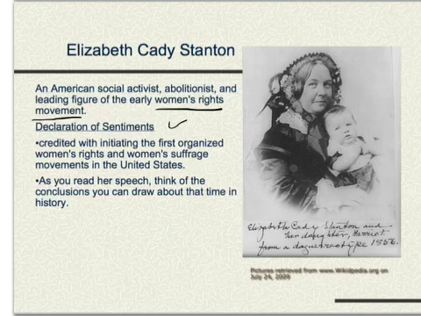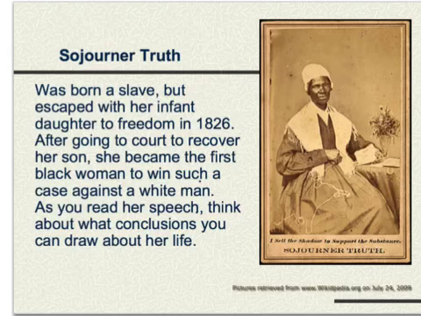So she was advocating for women's rights in general, but she was also advocating for women's suffrage, and that's one of our vocabulary words, so you know that suffrage means the right to vote, and that's really what she was known as. So as you read her speech, we're going to ask you to draw some conclusions about that time in history. What can you conclude based on the details of her speech and draw some conclusions about American history at that time? Next is Sojourner Truth.